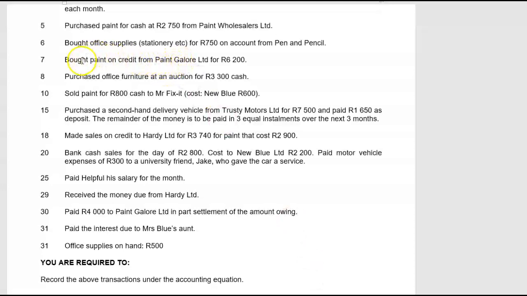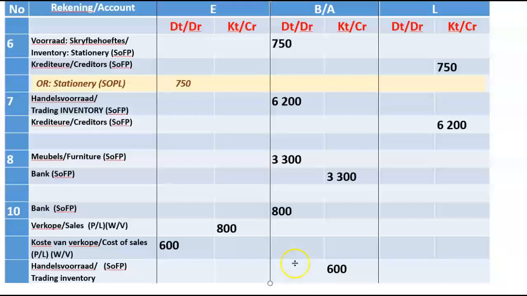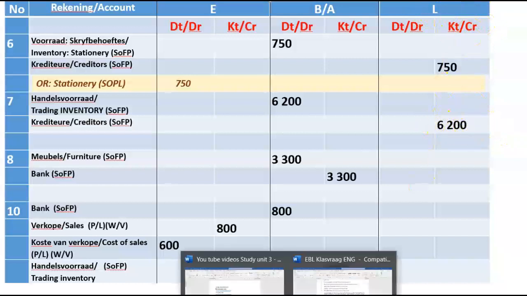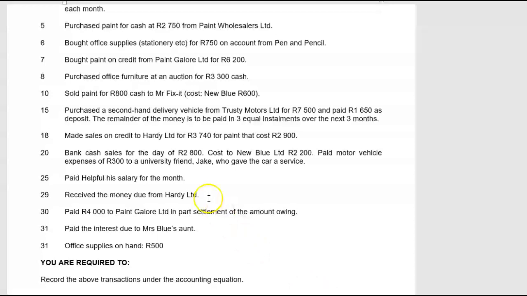Then what happens on the 7th, we bought paint, which is again our inventory, on credit from Paint Galore for 6,200 Rand. So our inventory, trading inventory, statement of financial position, under assets on the debit side 6,200, and creditors, we bought it on credit. Under our liabilities on the credit side, it will increase our liabilities with 6,200 Rand.